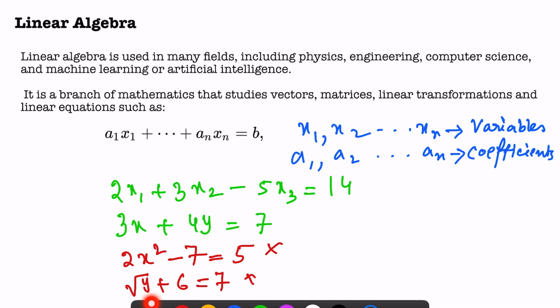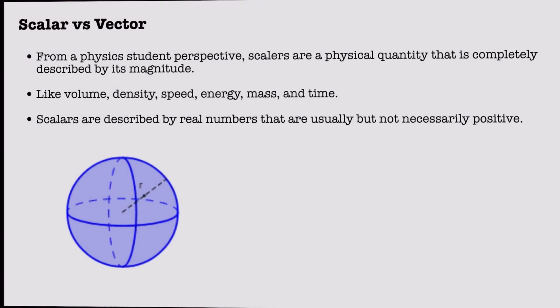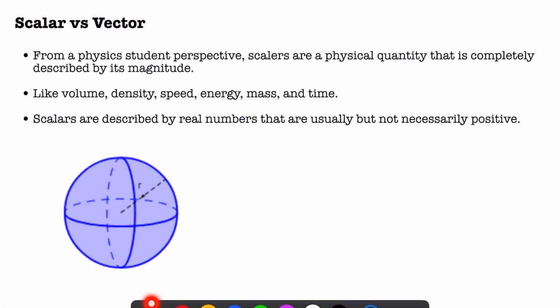Now we'll discuss more about linear equations later in one of the videos in this playlist, but now we'll start with the basic building blocks of linear algebra, that is scalars and vectors. Now from a physics student perspective, scalars are physical quantities that are completely described by their magnitude, like volume, density, speed, energy, mass, time, and so on.